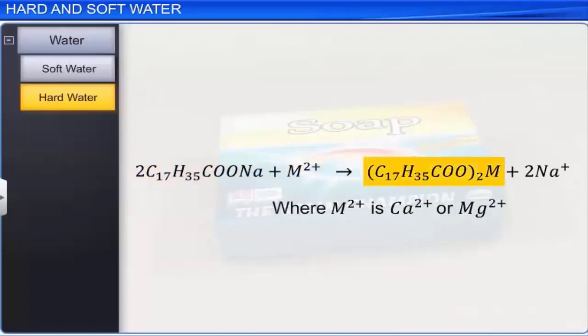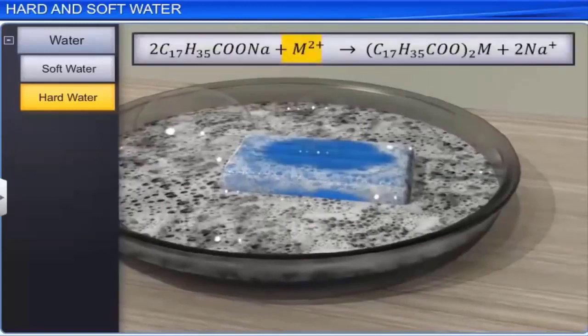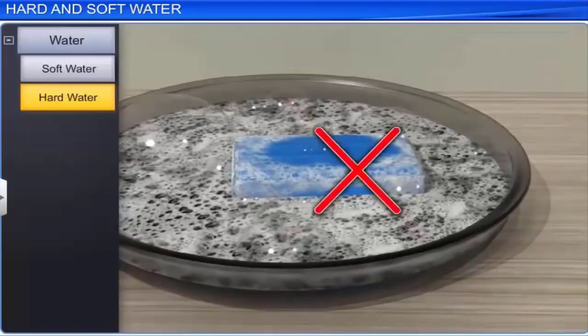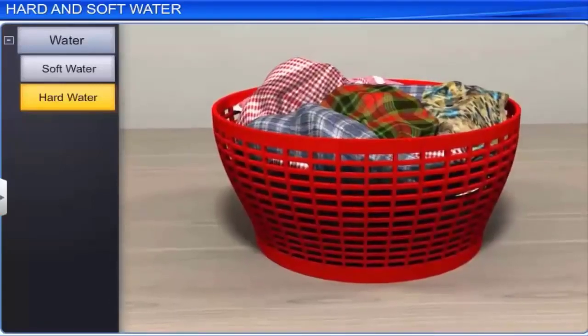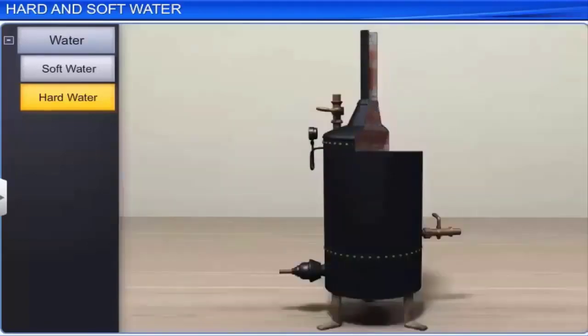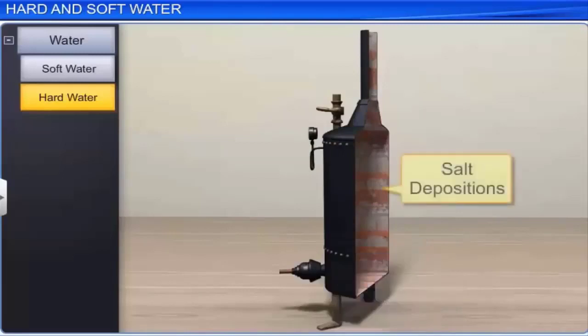Until all the calcium and magnesium ions are precipitated, lather is not produced. This is why hard water is unsuitable for laundry. Hard water is also harmful for the boilers because of the deposition of salts in the form of scales, which reduces the working efficiency of the boilers.